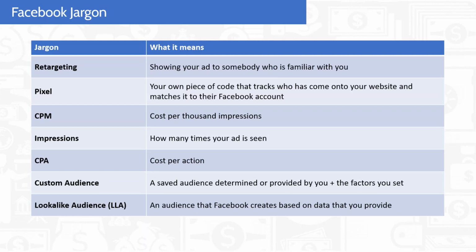Then the next two, which I'll refer to in a bit more detail on the next slide, are custom audiences and lookalike audiences. Now, a custom audience is a saved audience that is determined or provided by you based on a number of different factors. If you'll remember earlier on in the video, we were talking about ad sets where we were selling footballs to men who like football. So if we were to save that audience, men who like football, well, that's a custom audience, because then we can use that again in the future on other ads.